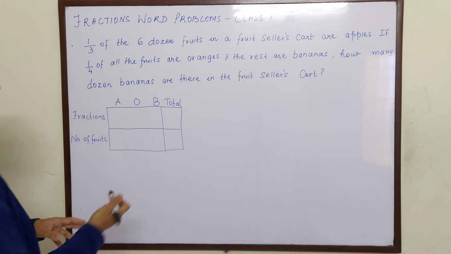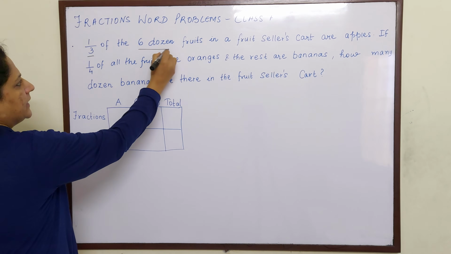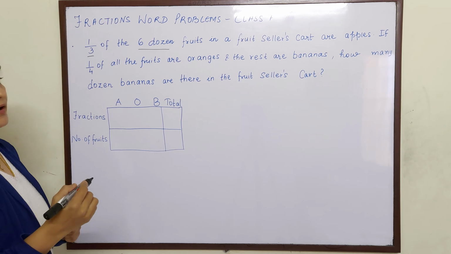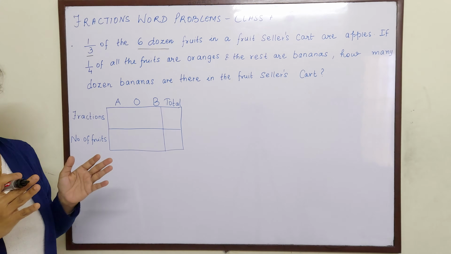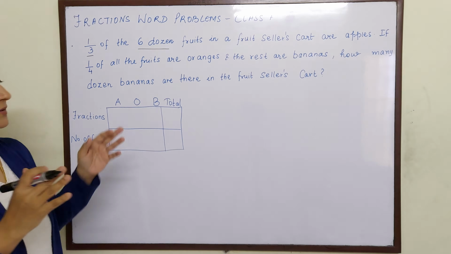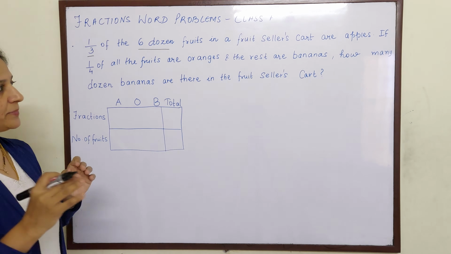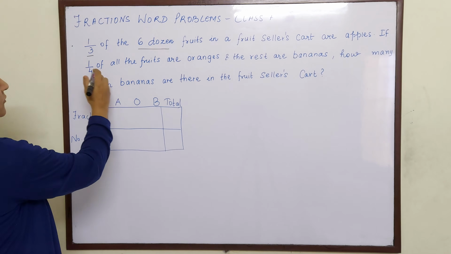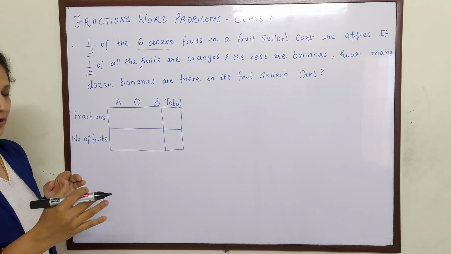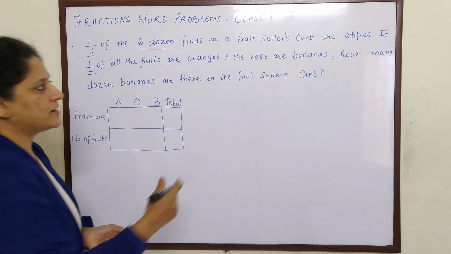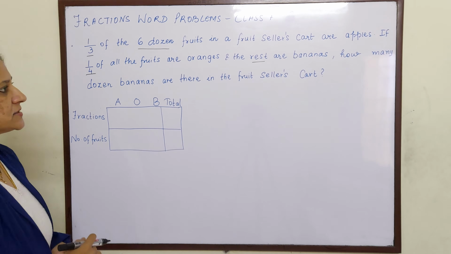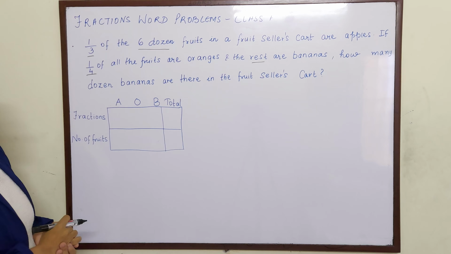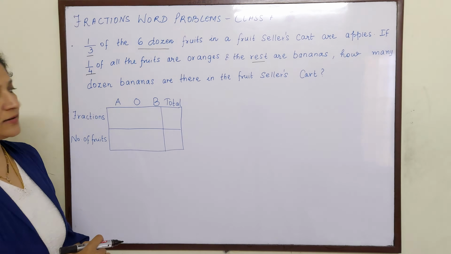1/3 of the 6 dozen fruits in a fruit seller's cart are apples. That means there is a total of 6 dozen fruits in the cart, and in that, 1/3 is apples. If 1/4 of all the fruits are oranges and the rest are bananas, that means they have not given us the fraction of bananas. How many dozen bananas are there in the fruit seller's cart?